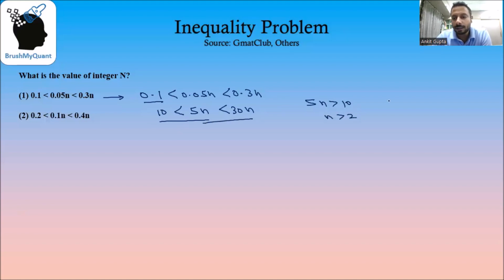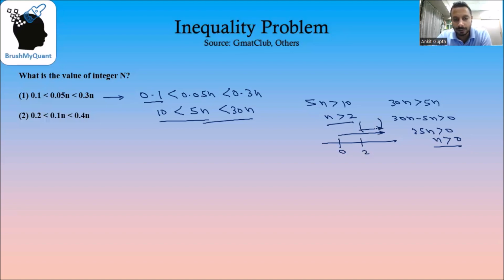If we take this part, we will have 30n is greater than 5n or 30n minus 5n is greater than 0, 25n is greater than 0 or n is greater than 0. If we combine both of them and try to plot them on a number line, then we will have n is greater than 0 and n is greater than 2. That means the common part is n is greater than 2. So from the first statement, we conclude that n is greater than 2.